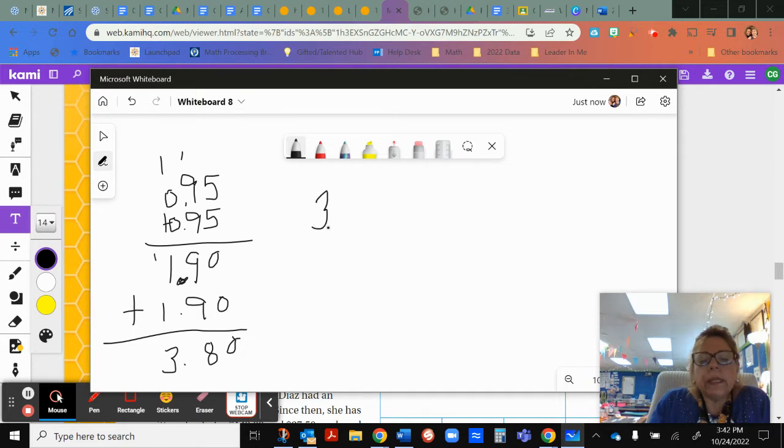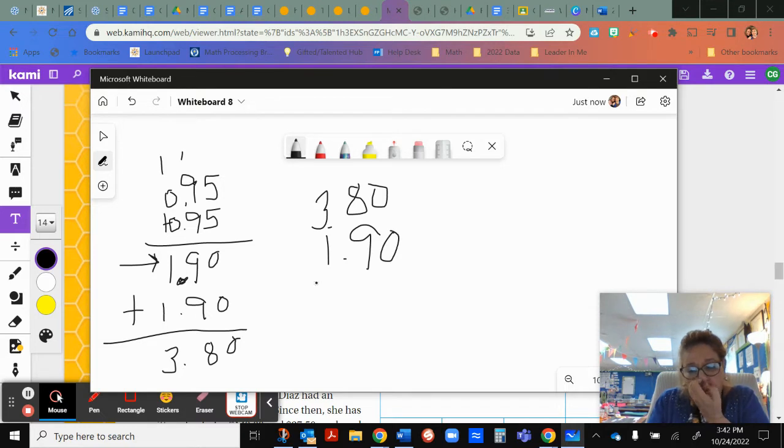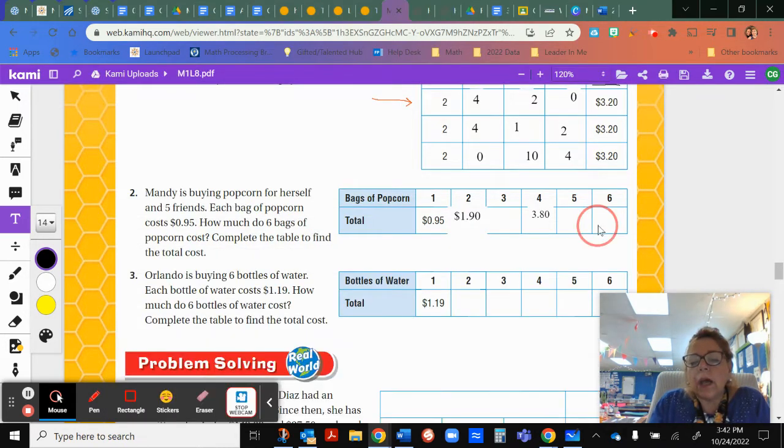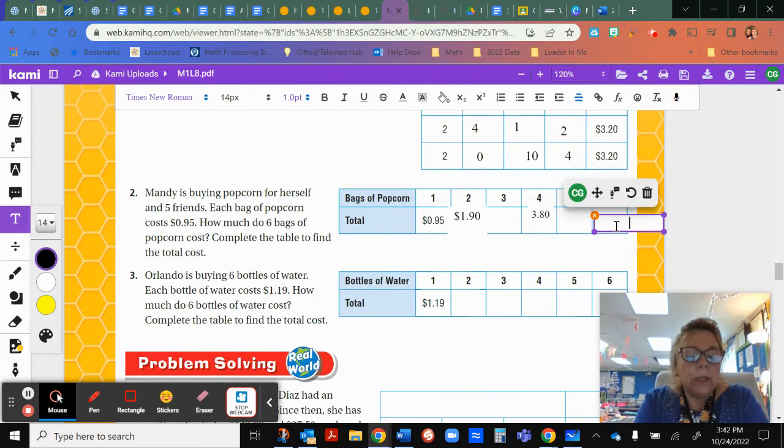So I have $3.80. That was the cost of 4 bags. I know that the cost of 2 bags is $1.90. Sorry, my hair is getting away. 0 plus 0 equals 0. 8 plus 9 equals 17. Regroup my 1. See how I just brought down my decimal? 3, 4, 5. So that is $5.70. All I did was just count it that way. So the cost of 6 bags is $5.70.